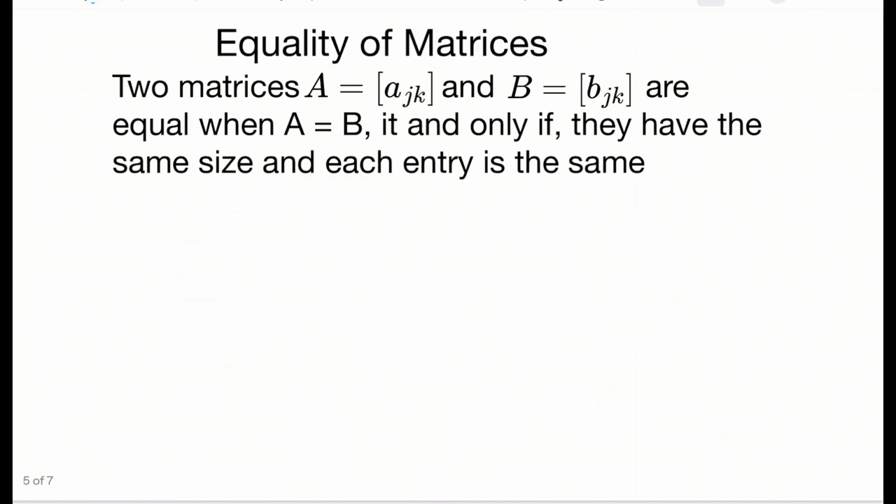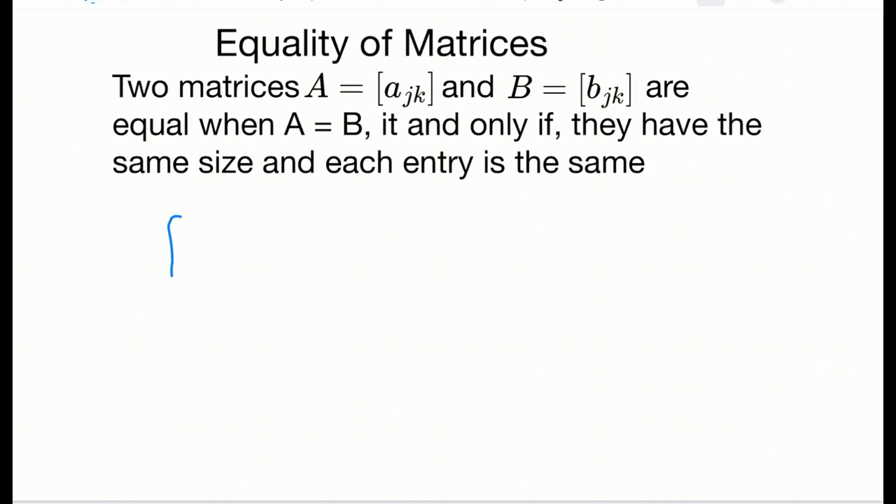Now let's look at what it means if two matrices are equal. If two matrices, A is equal to the matrix A of JK and B of JK, then A is equal to B if and only if they have the same size and each entry is the same. So there's two criteria: same entries, same size.